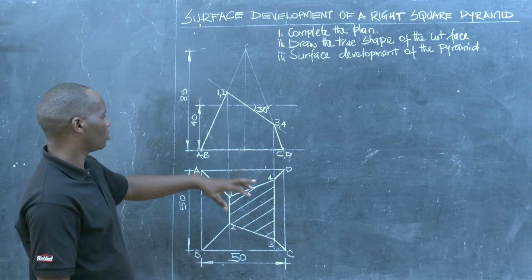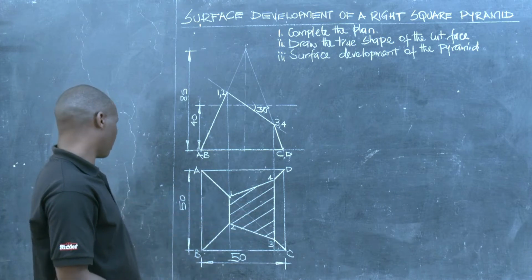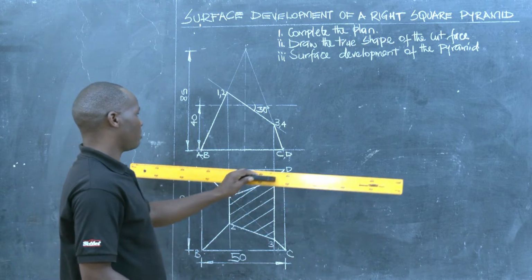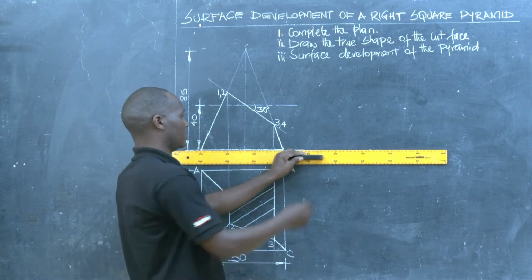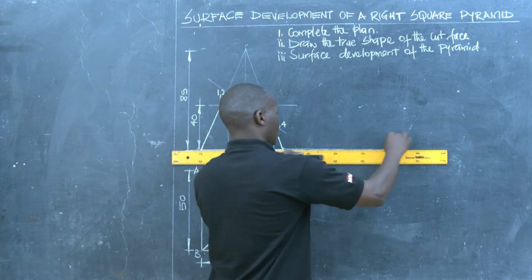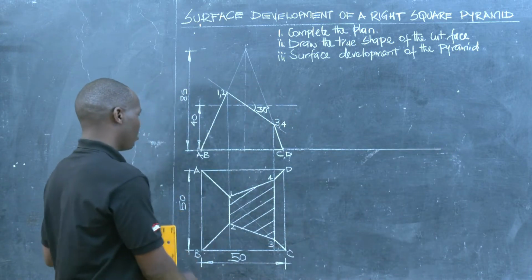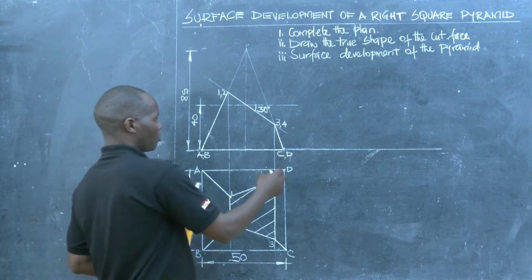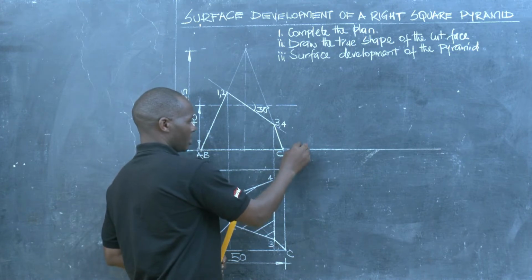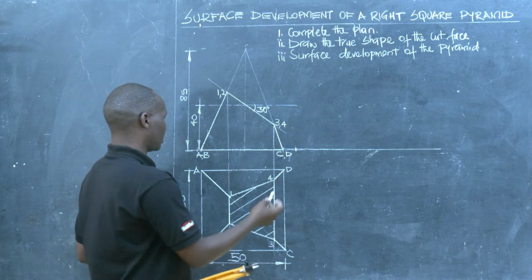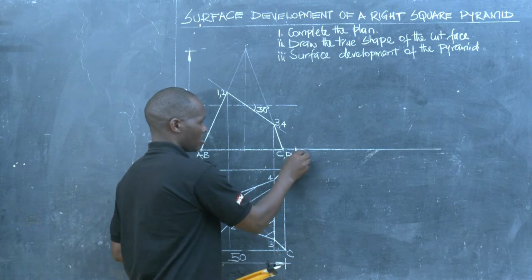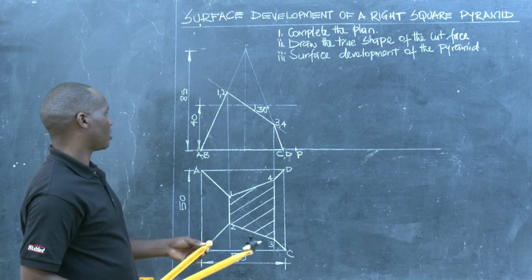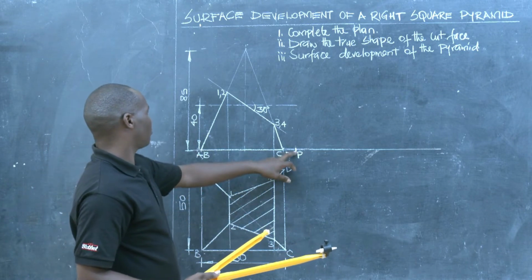Therefore, for us to draw the true shape, we will extend the baseline of our pyramid. We extend the baseline of our pyramid to use it as our reference. Then anywhere along that baseline, we establish a point. You can call this point P. And then using point P and our compass, we open our compass to a radius P12.